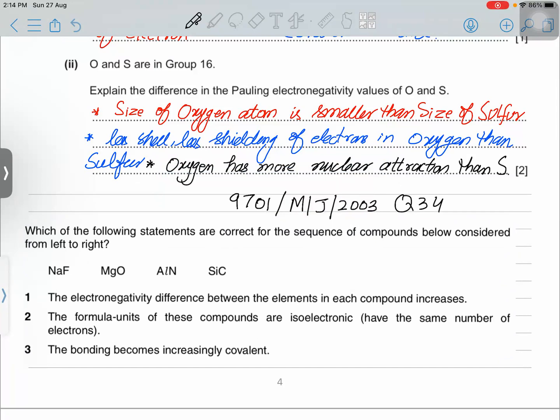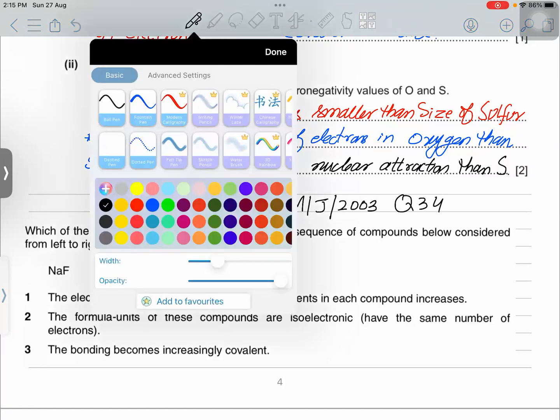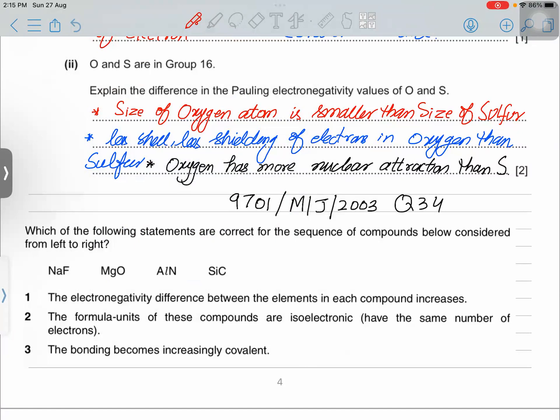First point. Electronegativity difference between the elements in each compound increases. Is it correct? Are you listening to my voice? So this is across the period. So which one has more electronegativity, silicon or sodium? Are you getting my point or not? Statement 1 is false, right?